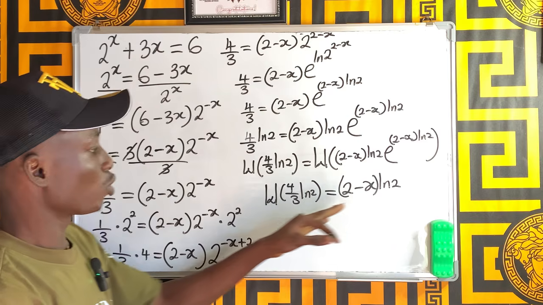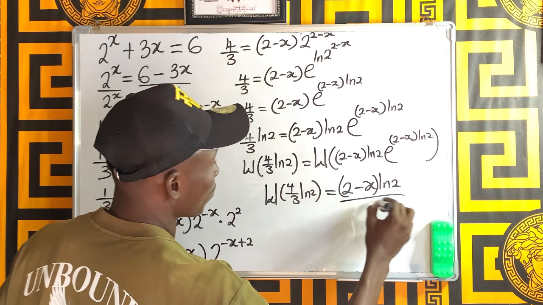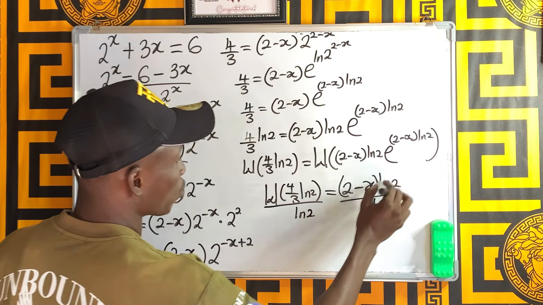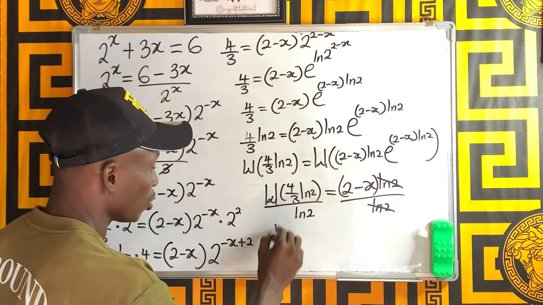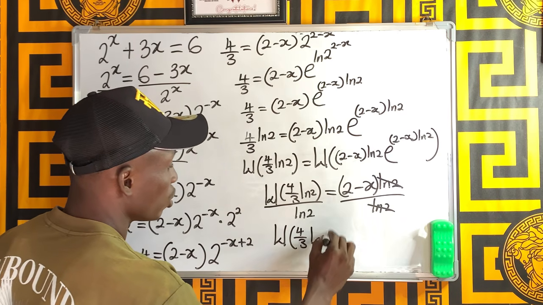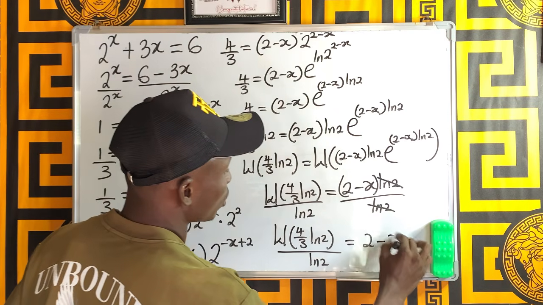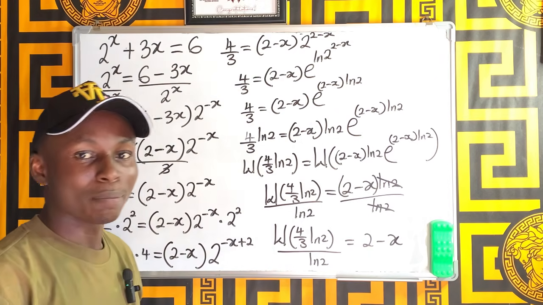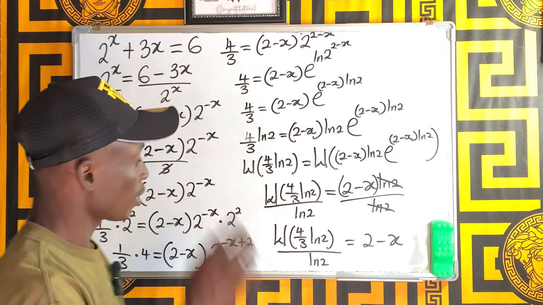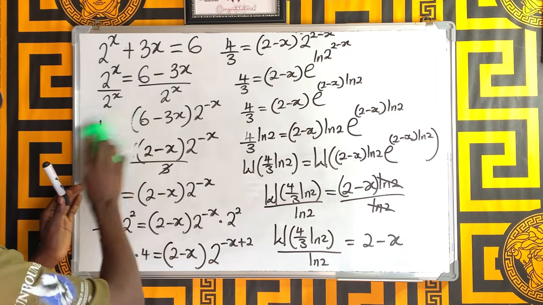At this point, you divide both sides by ln 2. So if we divide here by ln 2 and here by ln 2, this will cancel out this, and we see that the W function of 4 divided by 3 ln 2, all divided by ln 2, is equal to 2 minus s. Remember that our target is to find the value of s, right? Now at this point, you subtract 2 from both sides. So permit me to remove this from here quickly.